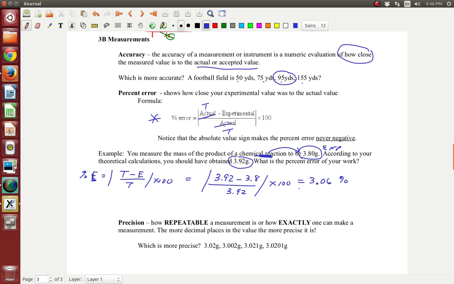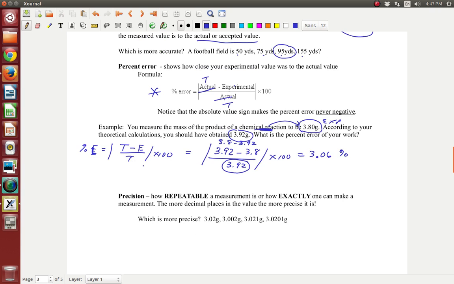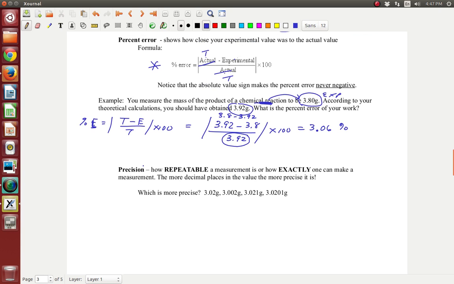Now when we do significant figures, we're going to have to calculate this number slightly differently. We'll update it when we do our sig figs. So I want you to notice, because of the absolute value, I could have subtracted 3.8 from 3.92. As long as I divide by the correct thing on the bottom, it will give me the exact same number of 3.06%, because even though this would have been a negative number, the absolute value would have turned it back into a positive number. Okay, so that's a formula you're going to need for your percent error calculations on your homework.